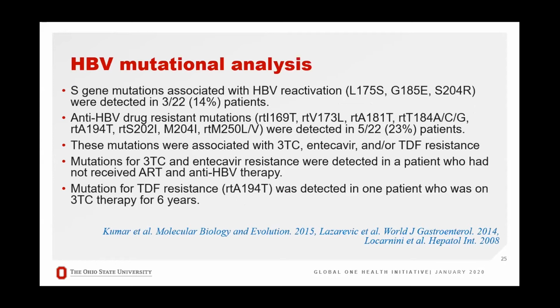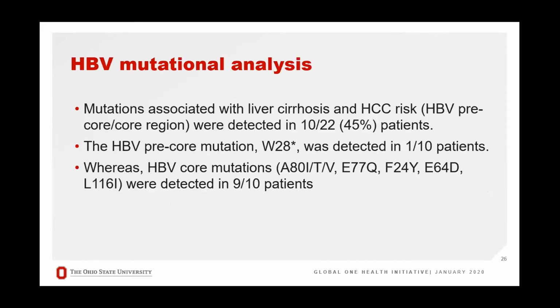Mutations for 3TC and entecavir resistance were detected in patients who had not received ART or anti-hepatitis virus therapy. This may indicate that resistant strains are already circulating in the community even before people receive anti-hepatitis B virus therapy. And mutations of TDF resistance were detected in 1 patient who was on 3TC therapy for about 6 years.